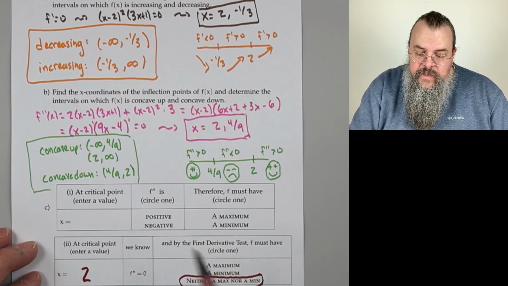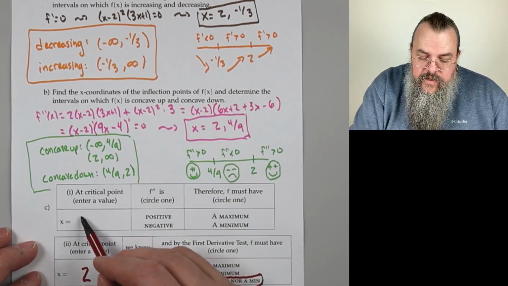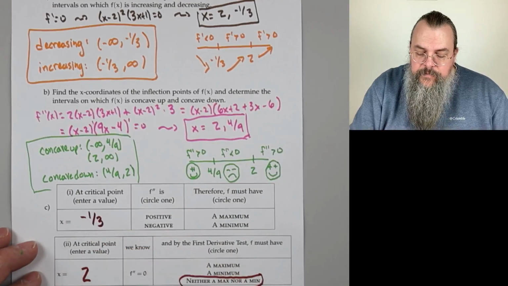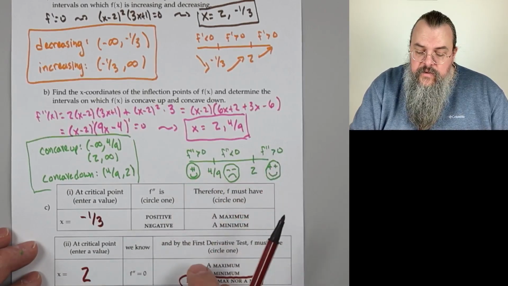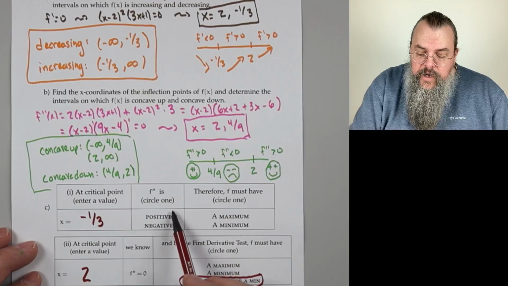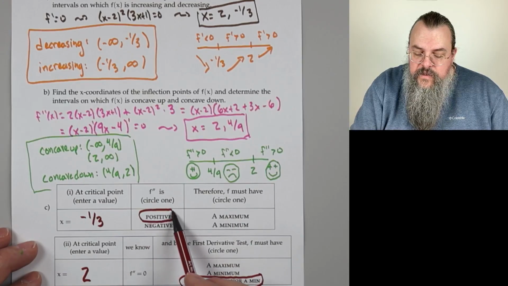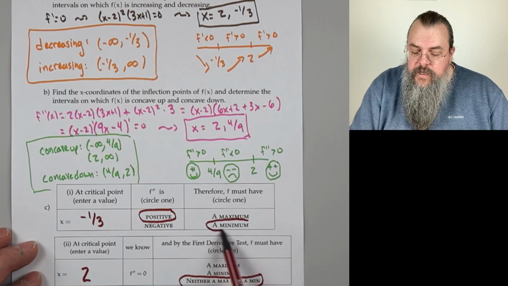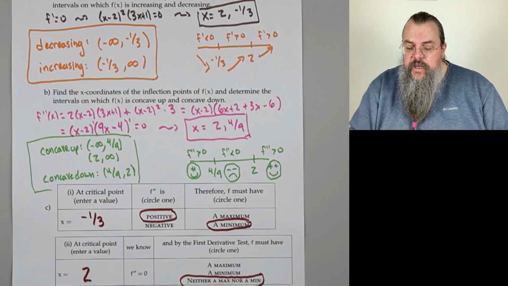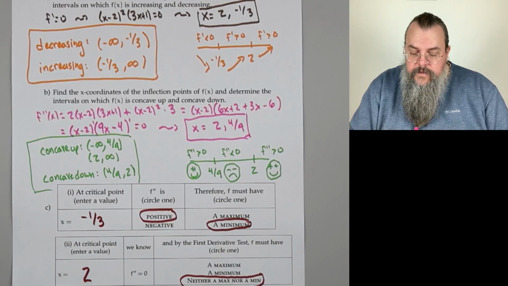Good. So that must mean that negative 1/3 is the other one. That goes here. At negative 1/3, we're in this place, so f double prime is positive. And when f double prime is positive, that means that we have a minimum. Okay. Good.